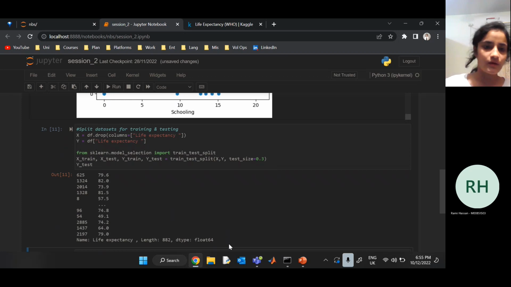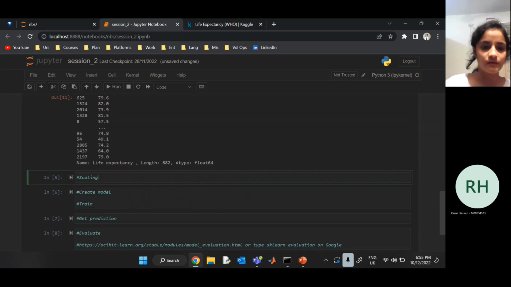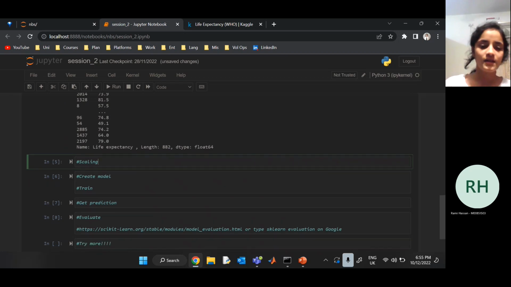Now, before we create the model, there's one last pre-processing step. It's called scaling. Now what scaling is: as you saw in the data frame, a lot of the values are varying, right? For example, country went from 0 to 192, the range of values. Then the status went from 0 to 1, like developed or developing. Then the other values were all over the place.